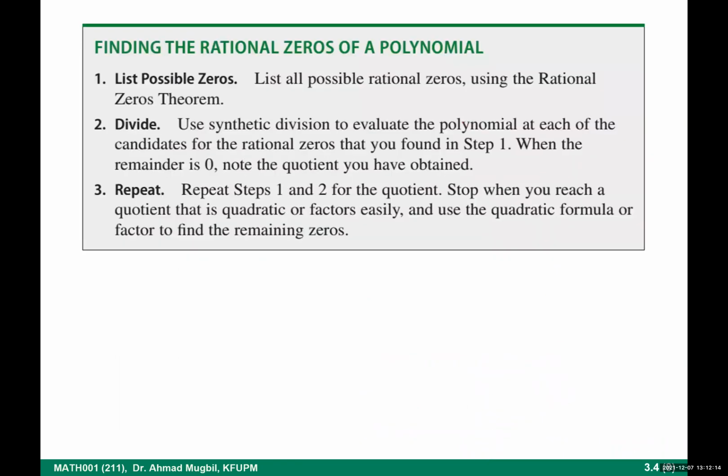So now we have here an algorithm for finding the rational zeros. These are guidelines for you. To find the rational zeros of any polynomial, you need to list all possible zeros. How to do that? By using the rational zeros theorem, which says the factors of the constant coefficient over the factors of the leading coefficient.